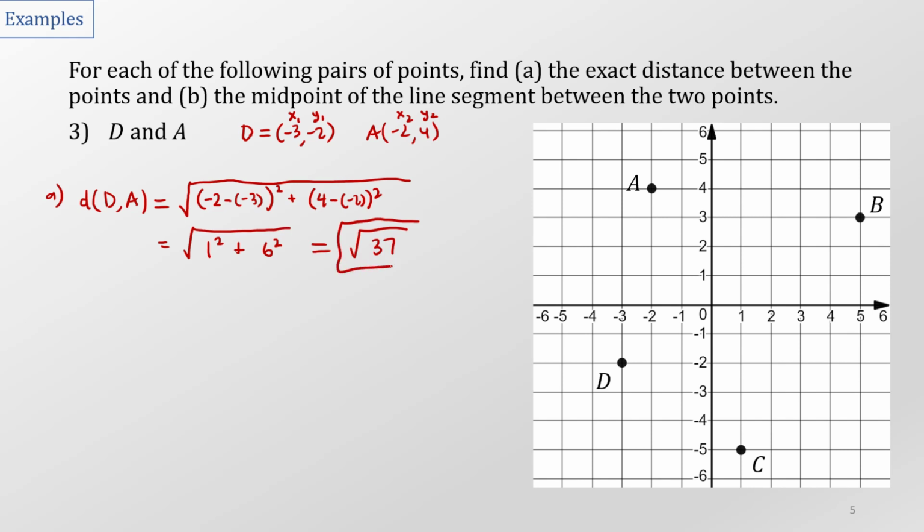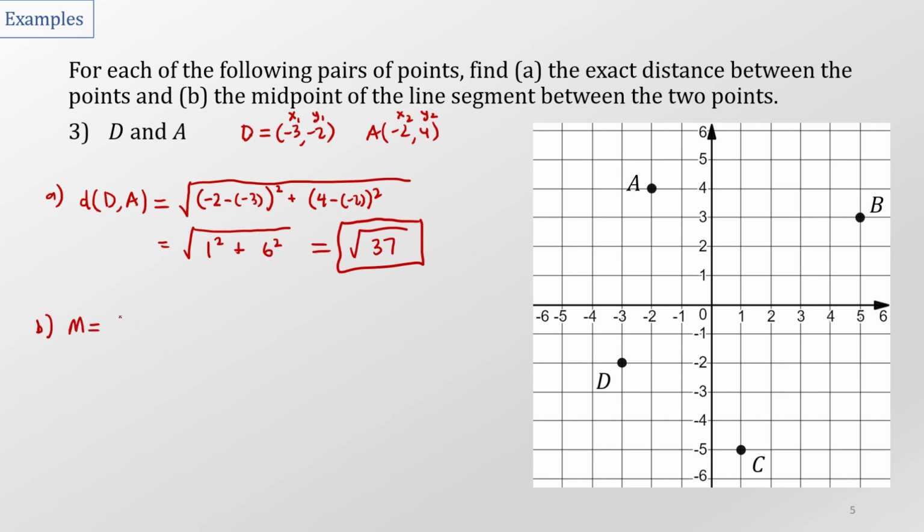So sometimes our distances work out to be nice numbers, like in the second one, where the distance was 5. Sometimes they result in square roots that can be reduced, but not completely, like we had in number 1. And sometimes they work out to be square roots that can't be reduced. But you always want to simplify any of these square roots as much as you can.